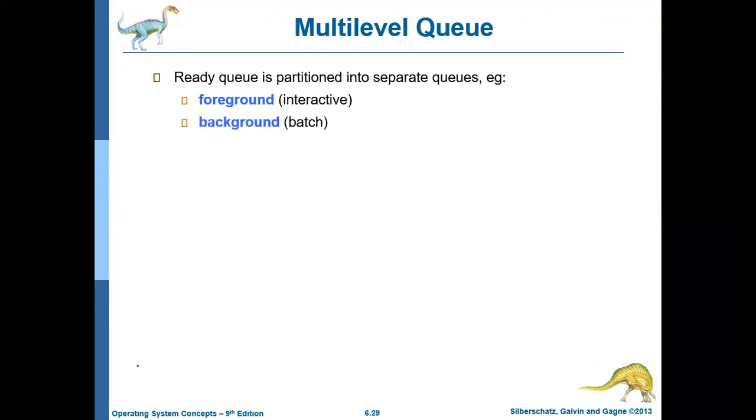Generally there are two types of processes available. One is called the foreground process, and the other is called the background process. The foreground process is otherwise called the interactive process, and the background process is also called the batch process.